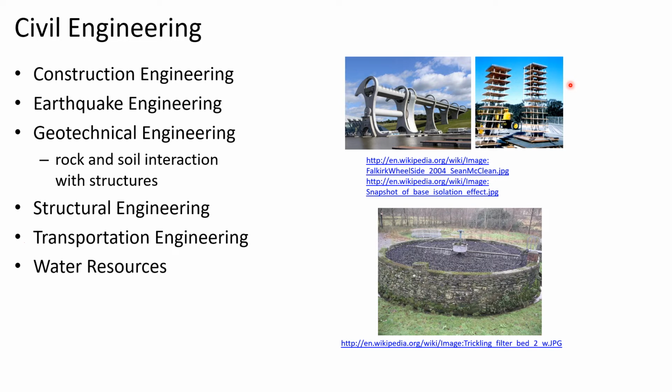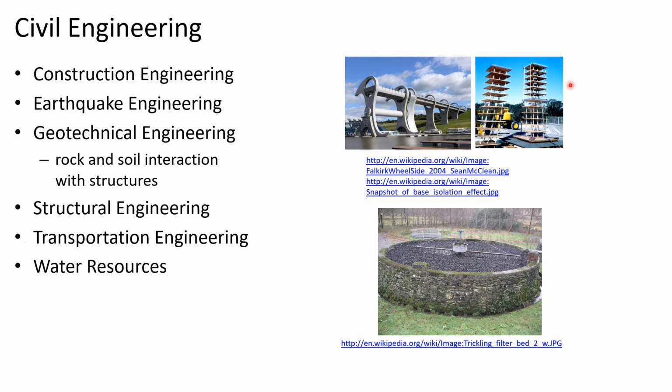Individuals with a degree in civil engineering might be involved in any of the areas that you see listed here. For example, they might be involved in construction engineering, which is the design, planning, and construction of a building. It can ultimately even involve the management of the structure. They might be involved in earthquake engineering, understanding how a built structure responds when the earth moves.